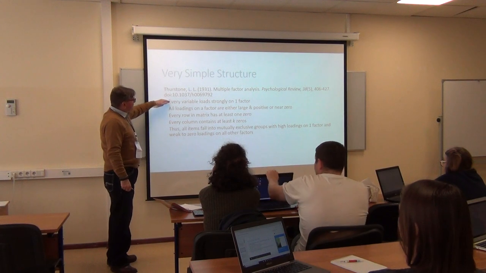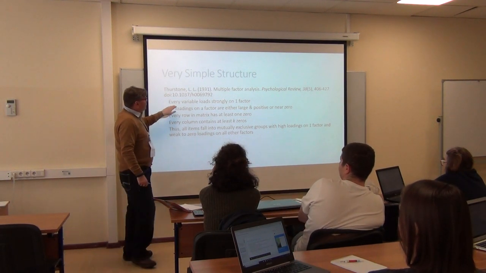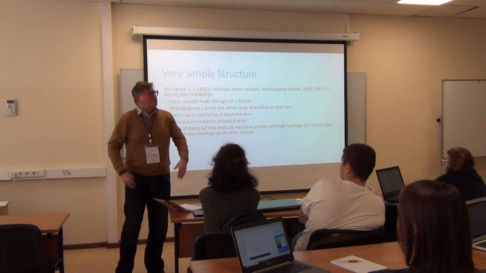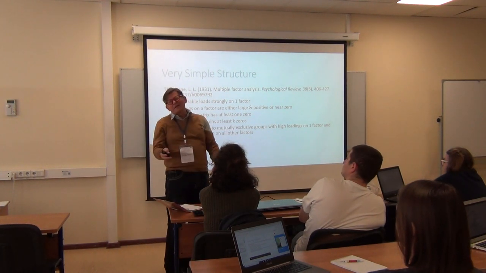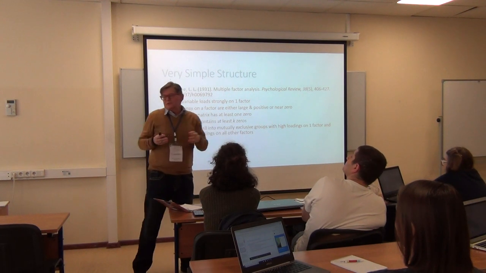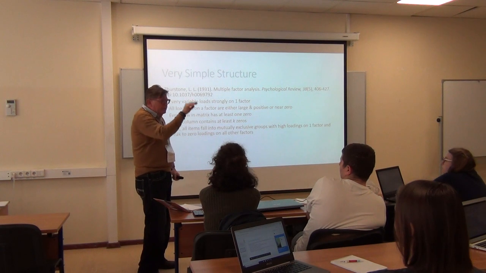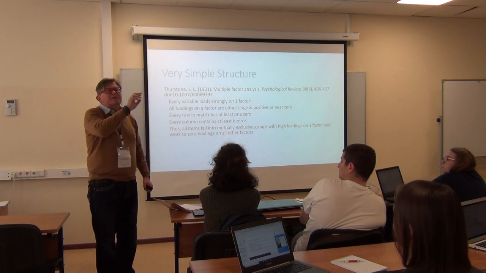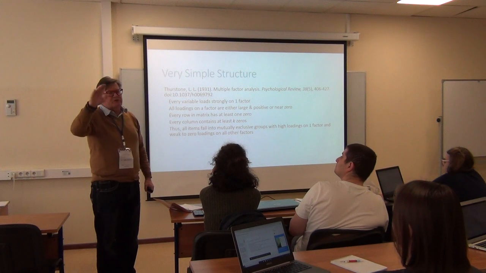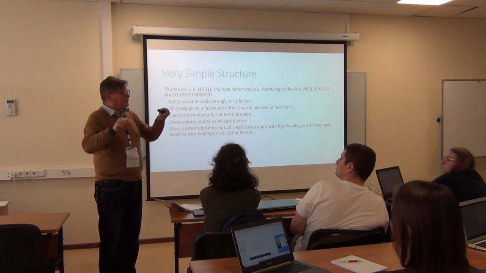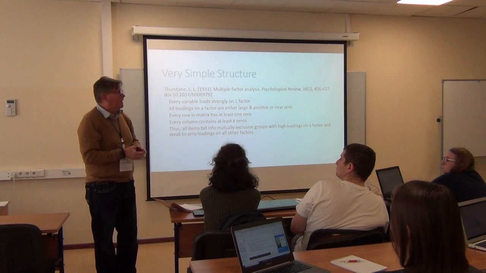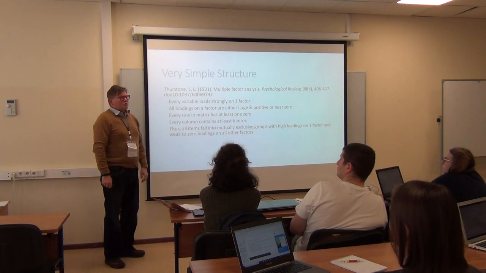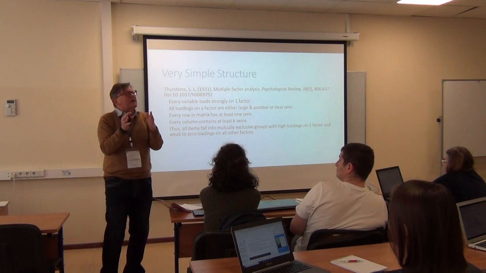So our simple structure is every variable goes to one factor, and all loadings on that factor are either large and positive or near zero. So it either really belongs or not. When you do an exploratory factor analysis, you will see big, big, big, big, little, little, little, little. And that's what we want. The ones on the factor are all big, and the loadings on the other factors are small. And when it's big on one and big on number three at the same time, it violates the simple structure. We're bears of small brain, so let's make it simple.